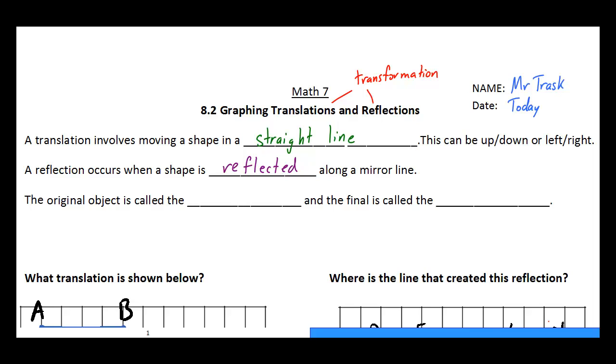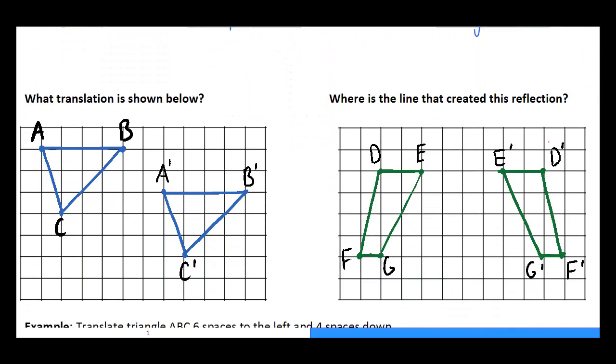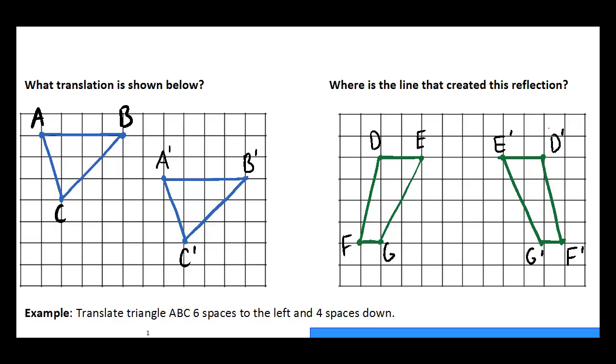The original object in both of these cases, we'll just call it the shape, whatever we started with. And the final object is called the image. So that's the thing that we end up with, the final product. So just take a look here. Two different translations we're looking at. So on the left, what translation is shown below?